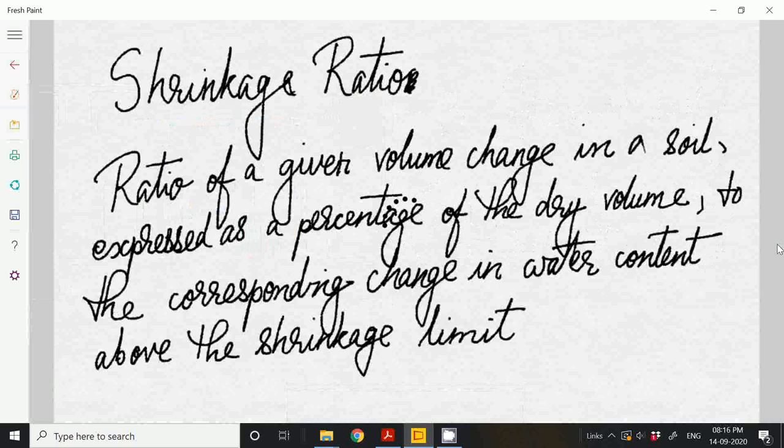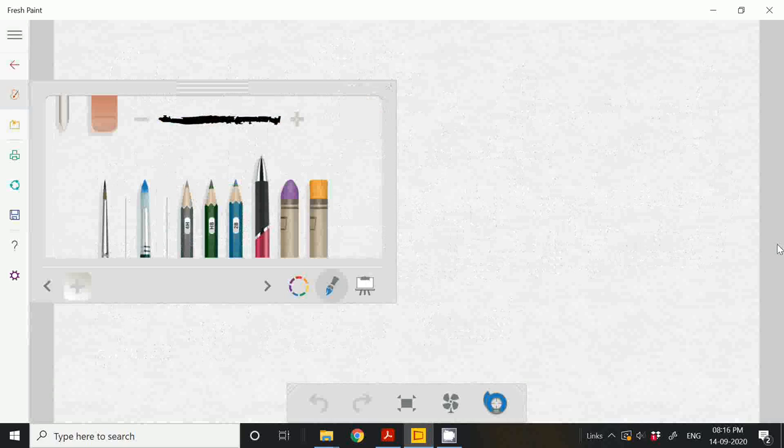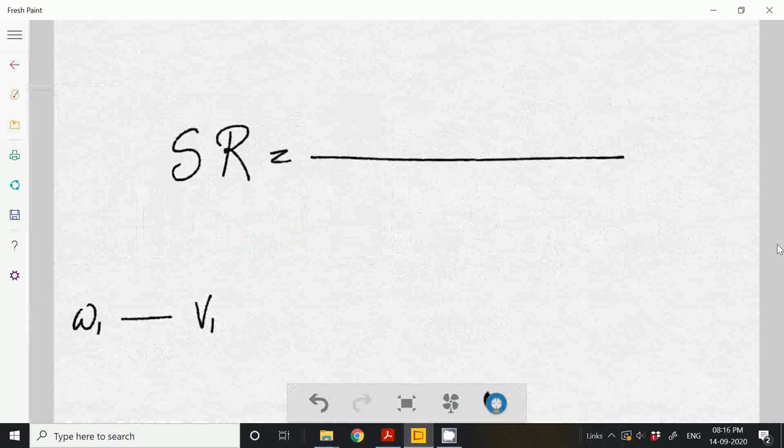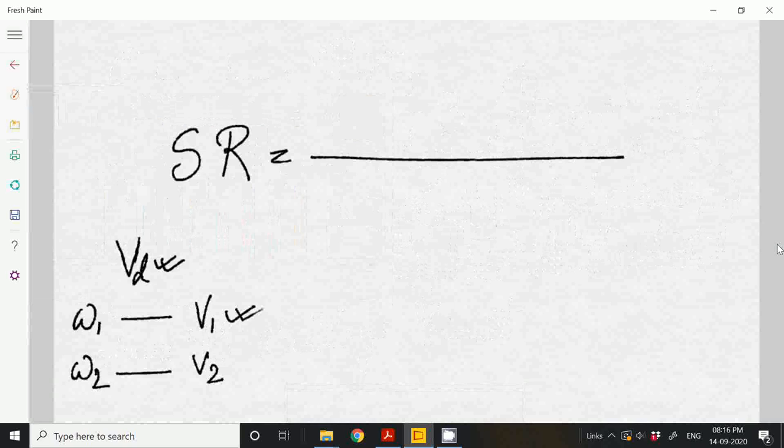So, if I try to formulate it, the formula will look like this. Shrinkage ratio is the ratio of the volume change. Suppose, for example, let me take that at moisture content W1, the volume of the soil is V1. At moisture content W2, the volume of the soil is V2, and VD is the dry volume of soil, when the soil is dry. So three conditions: dry volume, then volume at moisture content W1, and volume at moisture content W2.